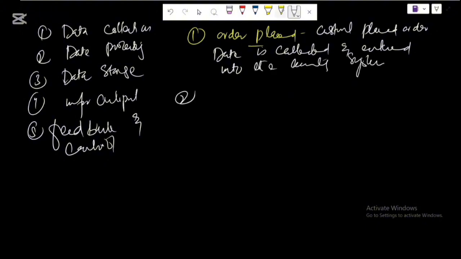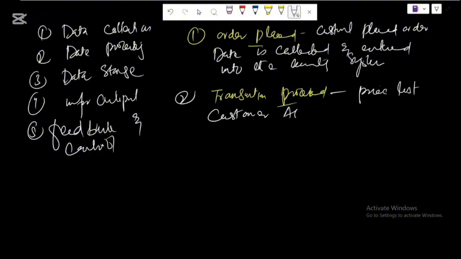After that, the second phase is your transaction processed. By this we mean that order value is collected, and for that you are using the price list. Clear? So the customer account is updated. For example, if they are a credit customer, then the receivable will be increased because they are purchasing something, they have placed some order.